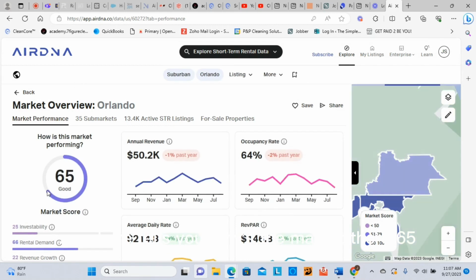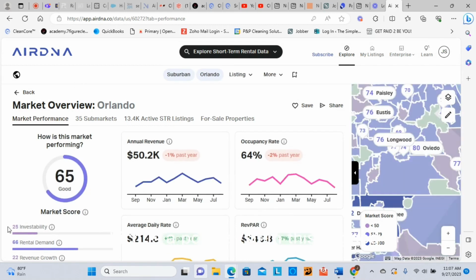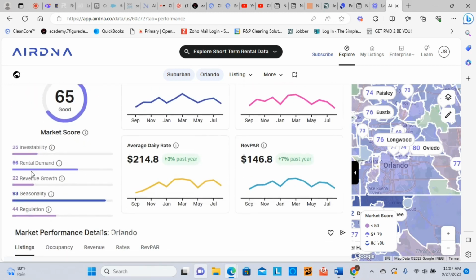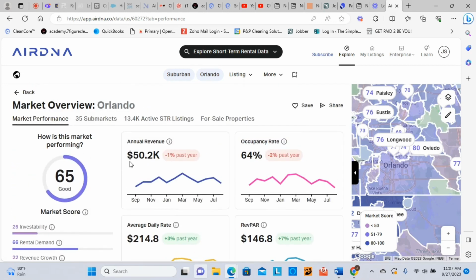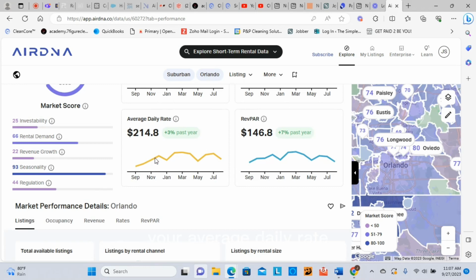Open it up now. Here it tells you how the market is there, 65, which is a point system, which is good. And here it tells you how you get to that point. This is how much revenue a property makes around that area. This is very important, 64% occupancy rate in the past year. I guess that means maybe 20 days out of the month it's rented. So it's not bad. And this is your average daily rate.